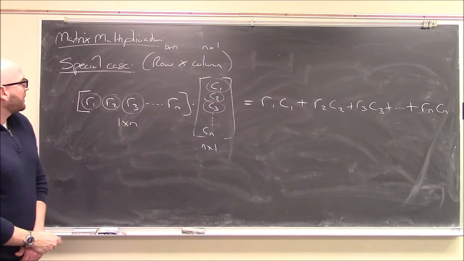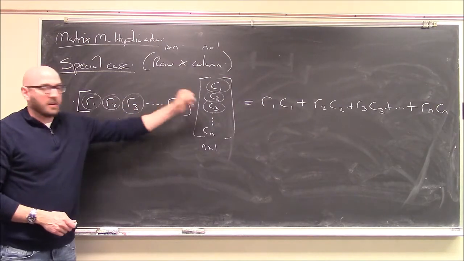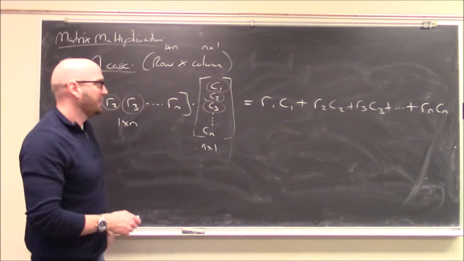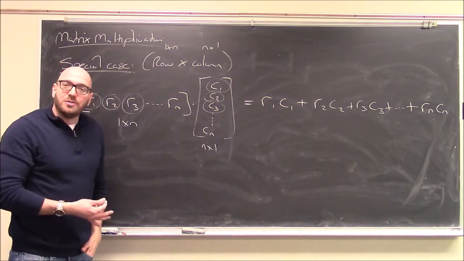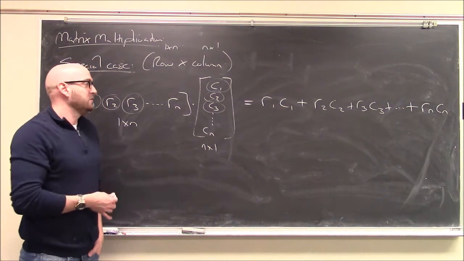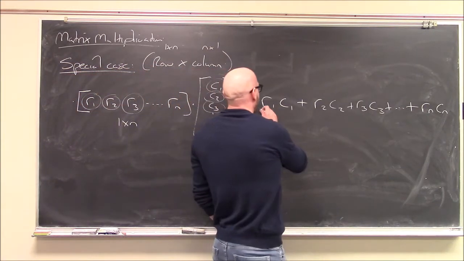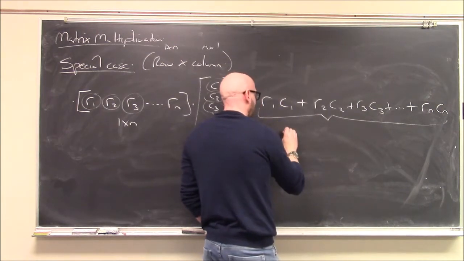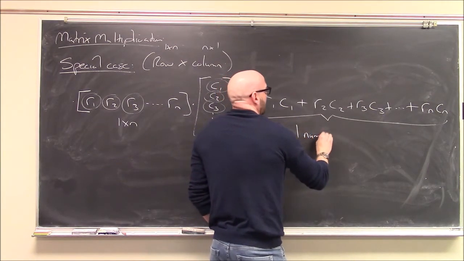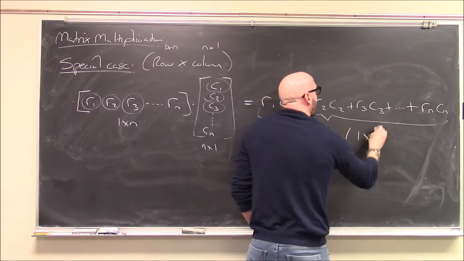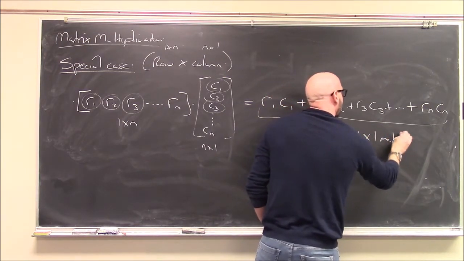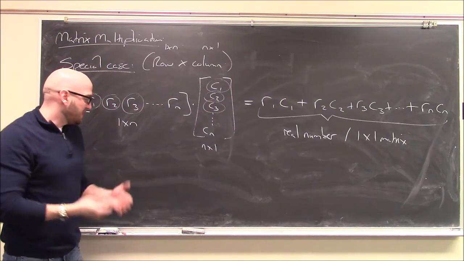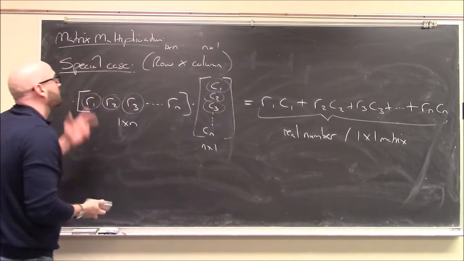What do I get as my output? I started off multiplying a row matrix by a column matrix, and you'll notice my output is just a number. You can think of a number as a 1 by 1 matrix if you want to, right? It's a matrix with just a single entry, but this is just a real number, or it's a 1 by 1 matrix if you want to think of it like that. So there's the formal definition, the sort of abstract definition, but let's do an example of multiplying a row by a column.